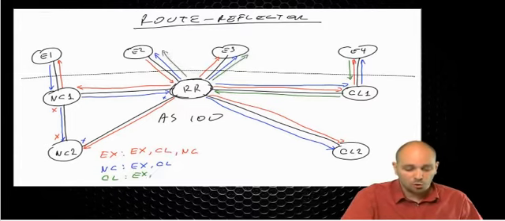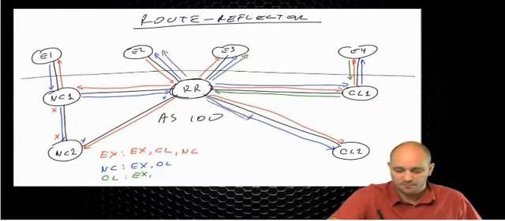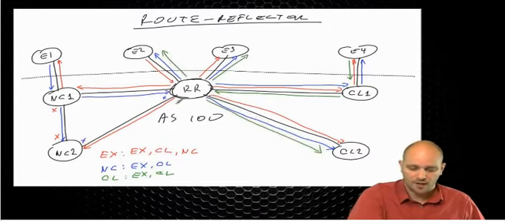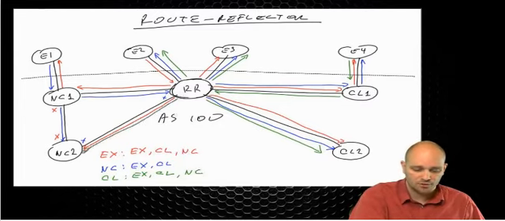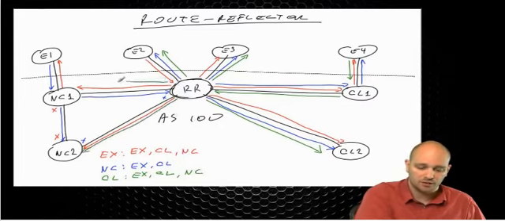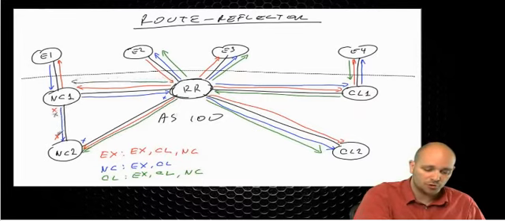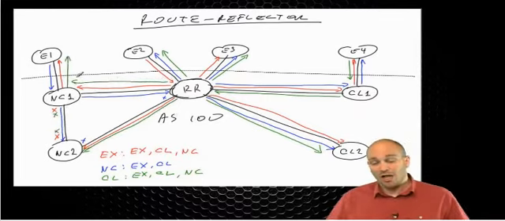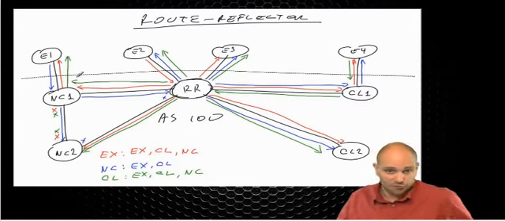This route will also be advertised to other clients and will also be advertised to non-clients. So this goes out here and this goes out here. These two are not going to be advertising this route to each other, and this goes out here. So these are the basic rules of route reflection.